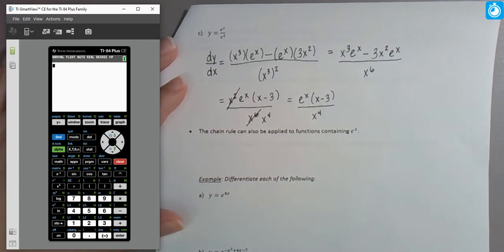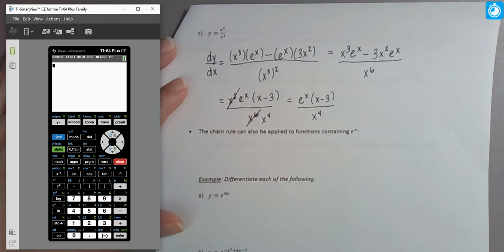So we've looked at an example involving the product rule. We've looked at an example involving the quotient rule. What about the chain rule? Well, the chain rule is also going to apply to functions that contain e to the x, but this will allow us to differentiate functions where maybe there's more than just an x in the exponent.